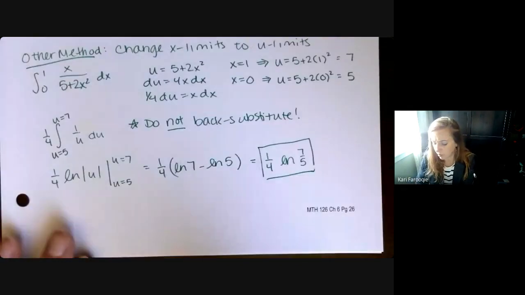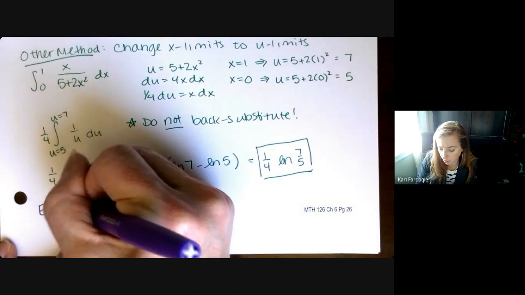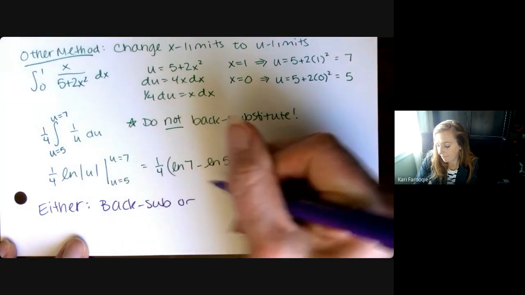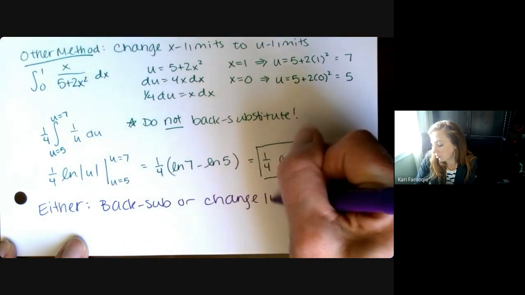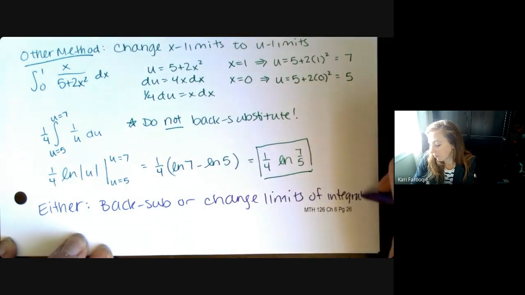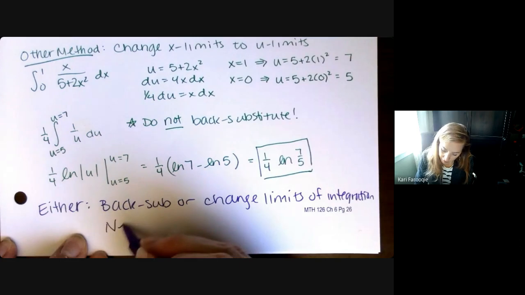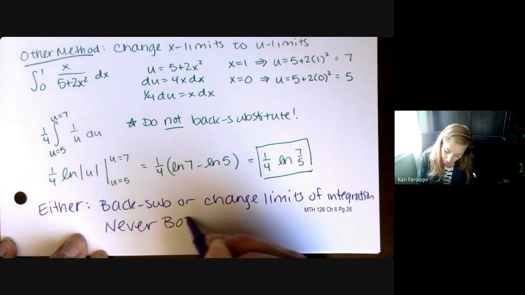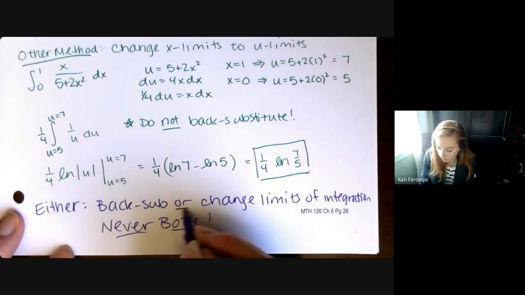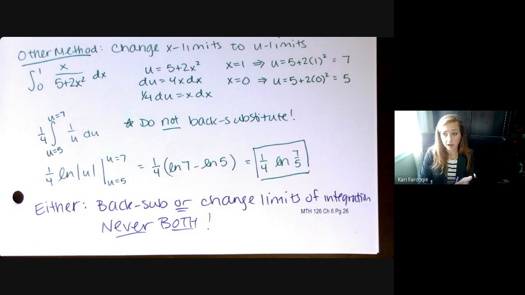I'm even going to write a note out of it. So you're either going to back substitute or change the limits of integration. Never both. Okay, so you back substitute at the end, evaluate with your x limits, or you change your limits of integration from the beginning and use the FTC. You're not going to do both things.